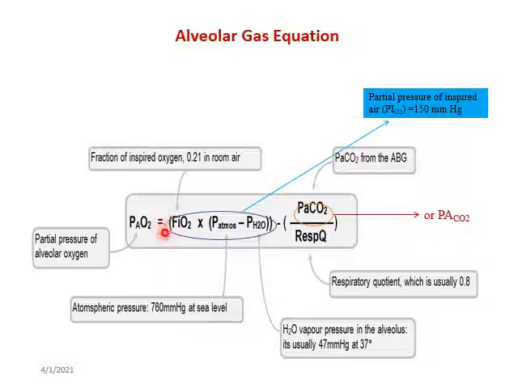And remember, to do this, we take the fractional concentration or the percentage of O2 in the atmospheric air, and we multiply it by the atmospheric pressure, and we have to subtract from it the water vapor pressure, which is about 47 millimeters of mercury. Assuming about 760, the partial pressure in the inspired air will be equal to 0.21 multiplied by 713, okay? And again, as I said, the partial pressure of alveolar CO2 could be replaced by the partial pressure of CO2 in the arterial blood, okay? And I will give you some examples to use this equation.